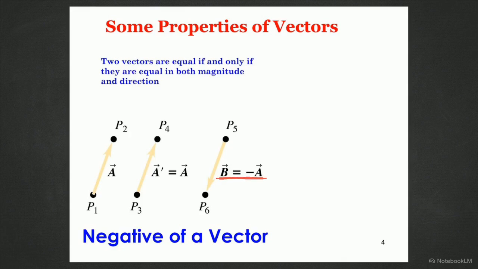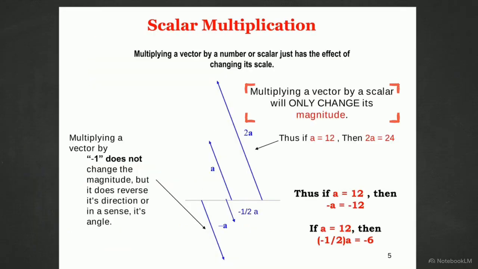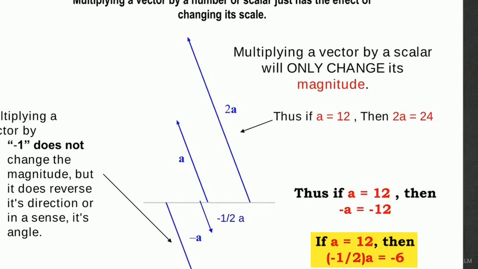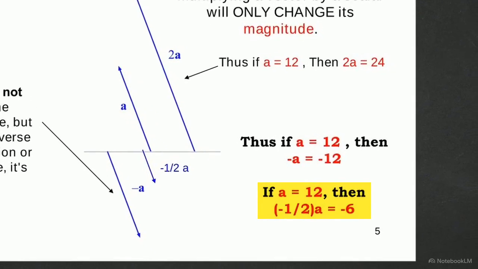On the right, vector B has the same magnitude as vector A, but because it points in the opposite direction, it is defined as negative A. We can also change a vector's magnitude using a scalar multiplier. Vector A can be scaled up to 2A or reduced and reversed to negative 1/2 A. If the original value of A is 12, multiplying by negative 1/2 results in negative 6.